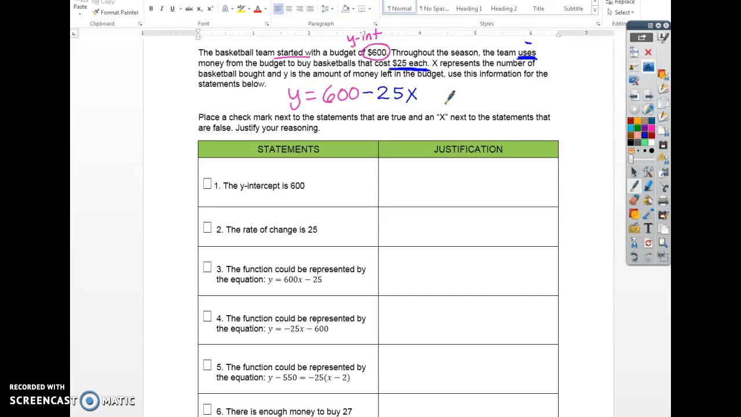So again, you're going to mark an X if it's false, and you're going to justify it, and you're going to put a check mark if it's a true statement. So you're going to go down the list, see if it's true or false. If it's false, you're going to put an X, and you're going to write down why it's false. If you have any questions, just raise your hand or talk to your partner.